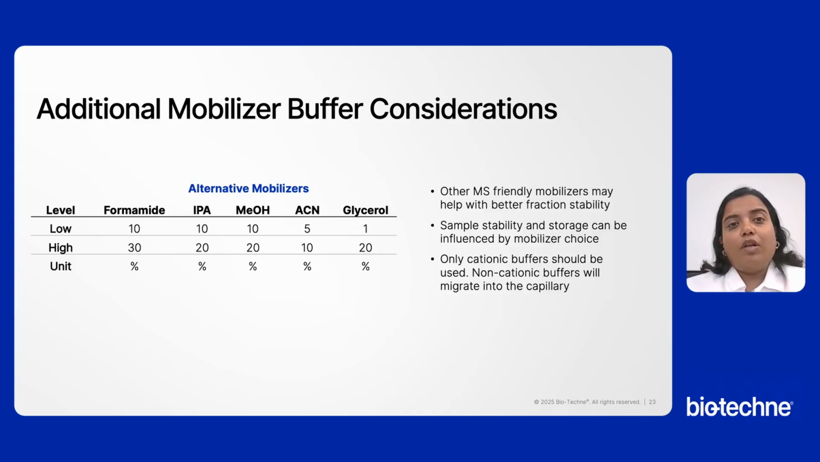However, some molecules might need further optimization steps. That could be using alternative mobilizing buffers. There are other mass spec friendly mobilizers that can help with better fraction stability. Sample storage and stability can influence the choice of mobilizer. Most importantly, only the cationic buffer should be used, as the non-cationic buffers will migrate into the capillary.